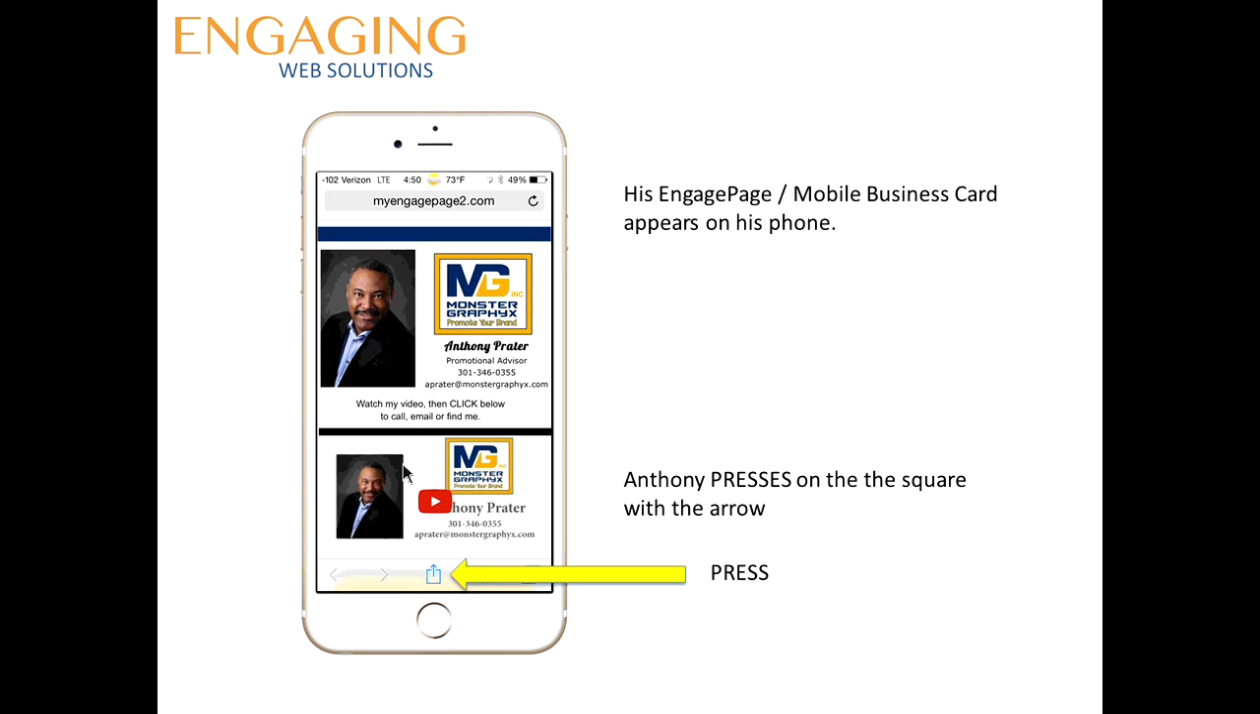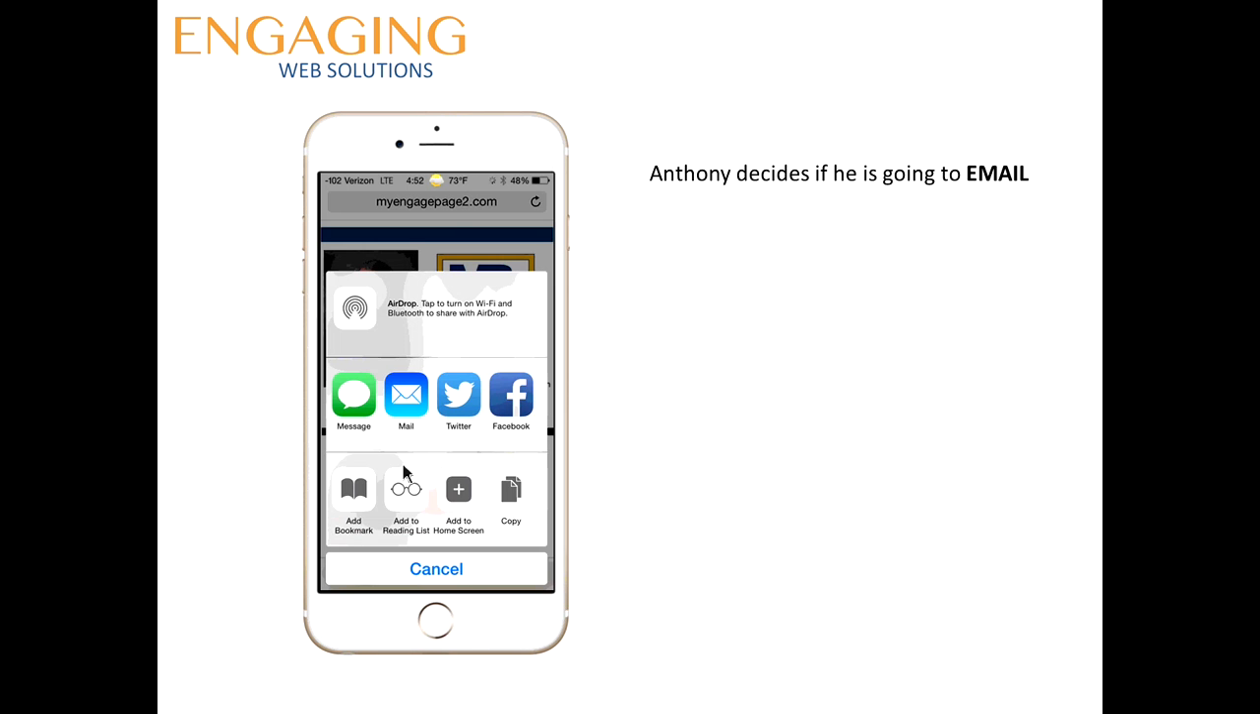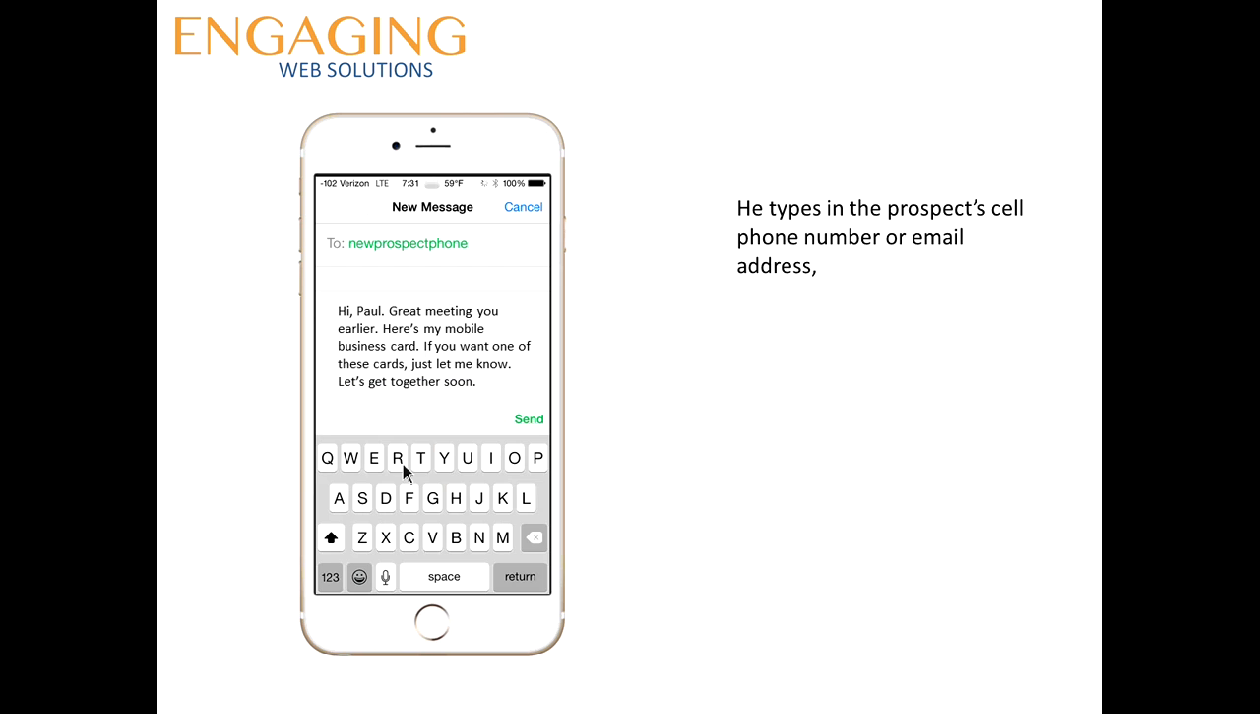Anthony then presses at the bottom where the little square is with the arrow, and Anthony is now prompted to either go ahead and email the card or to text the card to the recipient, depending on if the person gave him an email or gave him their cell phone number. In doing this, Anthony is now prompted to type in the prospect's cell number or email address.